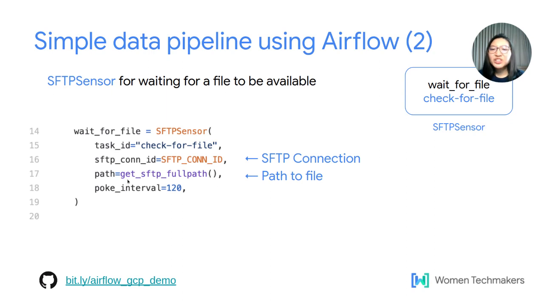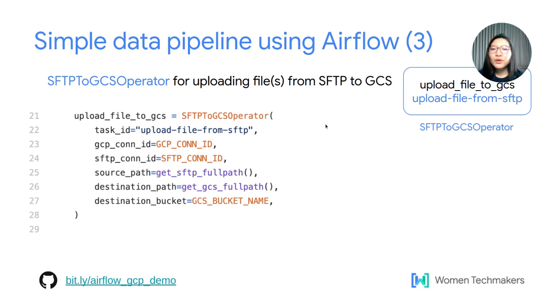You can use the function here in order to determine the file path. Next is the SFTP to GCS operator, where it will upload the files from SFTP to GCS. Here, we will need to create one more SFTP connection in the same connection UI, and also identify one more path for the destination path on GCS together with the bucket name.